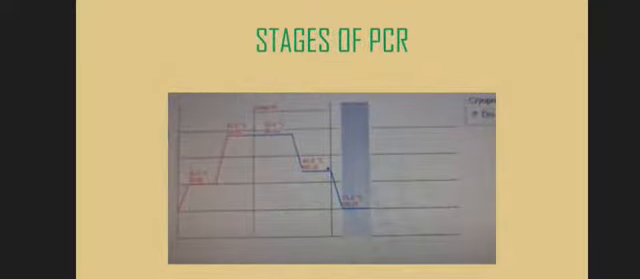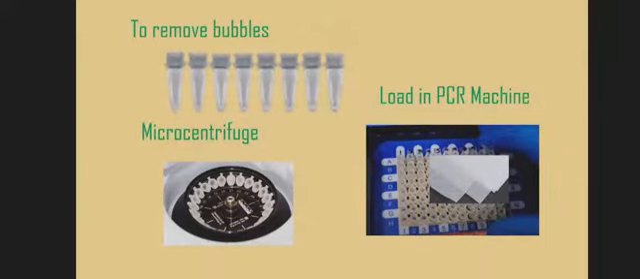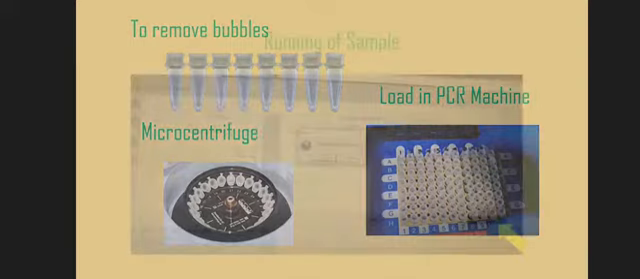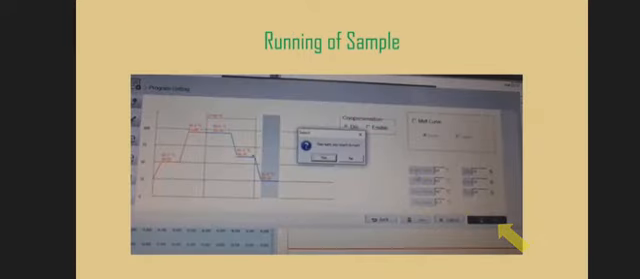Here are the stages of PCR, which are composed of denaturation, primer annealing, and extension. Before loading the PCR strip, ensure that there are no bubbles and remove them by simply flicking it. To ensure that the sample and reagent have settled down, a microcentrifuge is used. Next is to load it into the PCR machine by following the designated number of positions, and ensure the caps are tightly closed using a lint-free tissue. After doing all that, we may now proceed to the software and click Run.